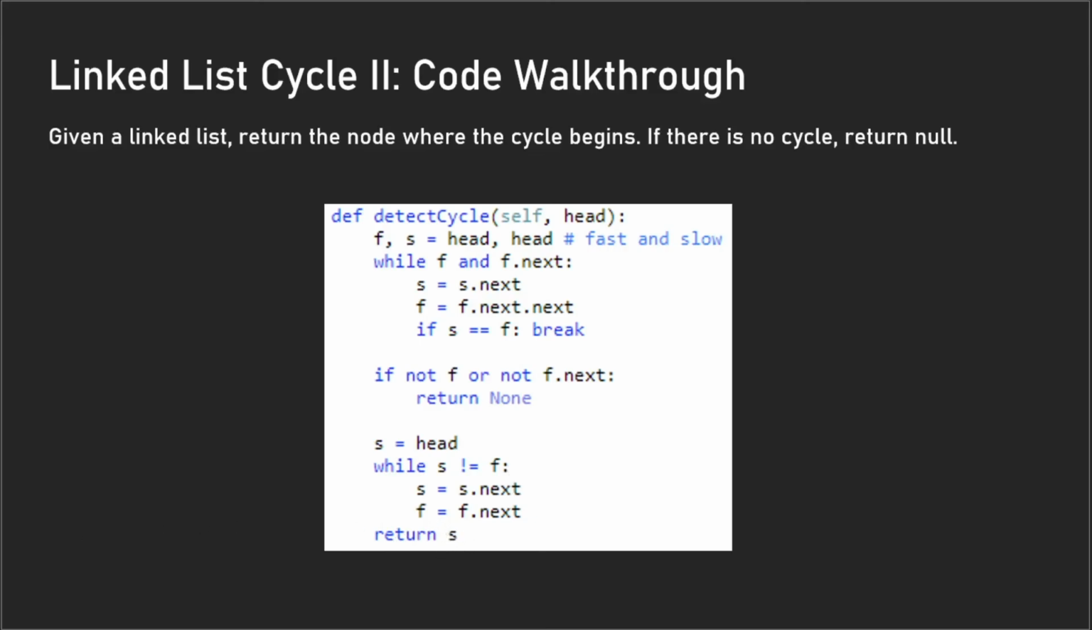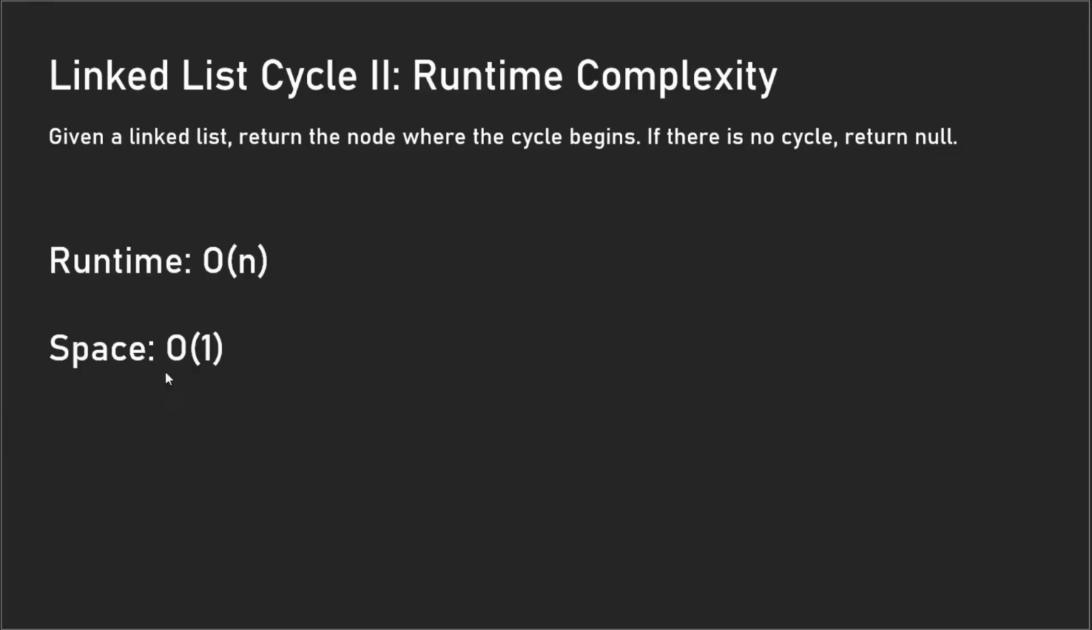Either one works. The runtime of this is actually very simple. It's just O(n) because you're just looping through, traversing the linked list, and the space is O(1) because we're not allocating a new array or anything like that.